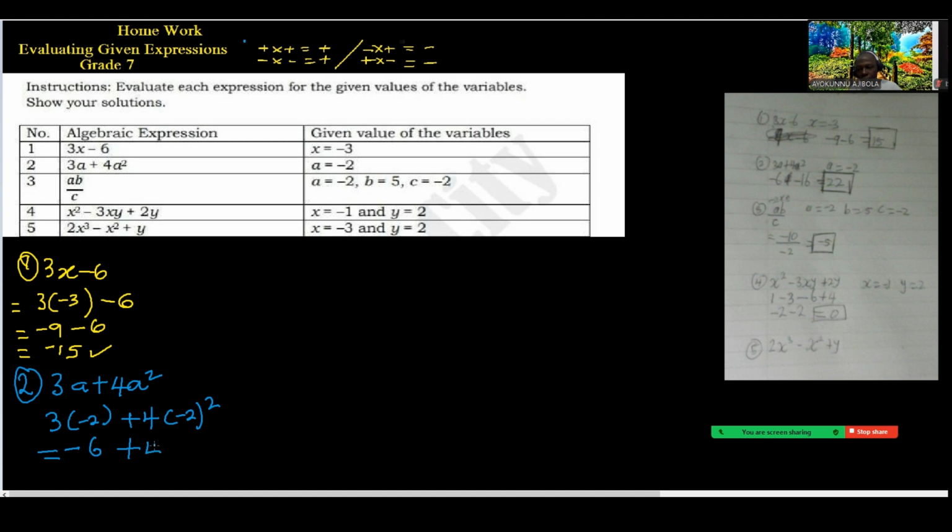Then we have 4 times our negative 2 in two places. That is negative 2 times negative 2. That's the meaning of the square on top of that. And we can't add this unless we multiply with the bracket first. So minus 6 plus 4 times negative 2 times negative 2 gives us positive 4. Negative 2 times negative 2 gives us positive 4. Is that clear? Yes. So there's no negative there.